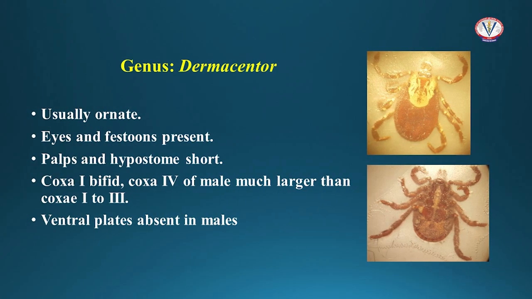Genus Dermacentor, usually ornate, eyes and festoons are present, palps and hypostome are short. Coxa 1 is bifid, and the fourth coxa of males is much larger than coxae 1 to 3. Ventral plates are absent in males.